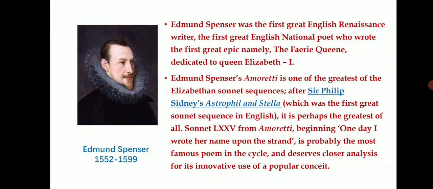He wrote a collection of sonnets called Astrophil and Stella, which was regarded as the first great sonnet sequence in English. So it is perhaps the greatest of all. But Amoretti too is one of the greatest sonnet sequences. So, sonnet number 75, taken from the Amoretti, a collection of sonnets, is probably the most famous poem in that collection, and deserves a closer analysis for its innovative use of a popular conceit.